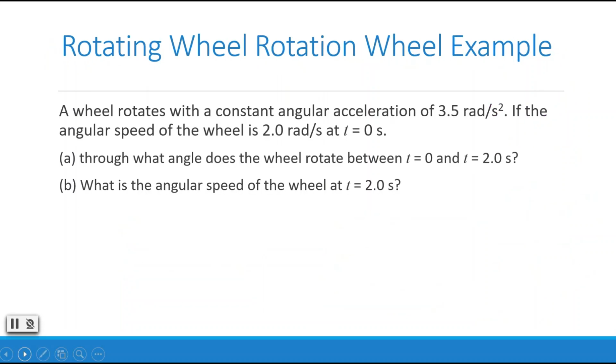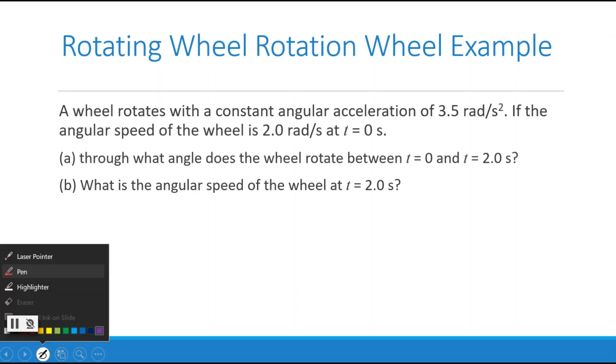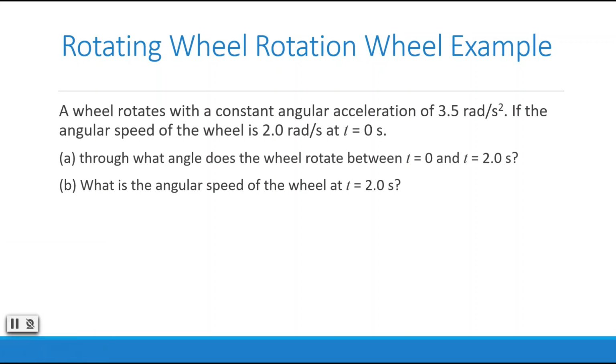So just kind of looking at an example: a wheel rotates with a constant angular acceleration. If the angular speed of the wheel is 2 radians per second at t equals 0, through what angle does the wheel rotate? And then what's the angular speed? So looking at our kinematic equations, you're going to have to start going back and thinking about, well, what do I know? What don't I know?